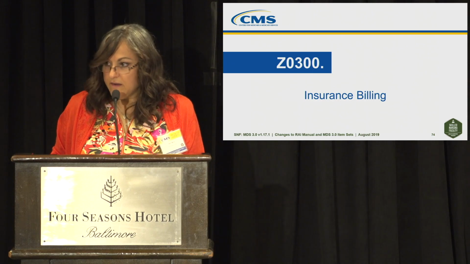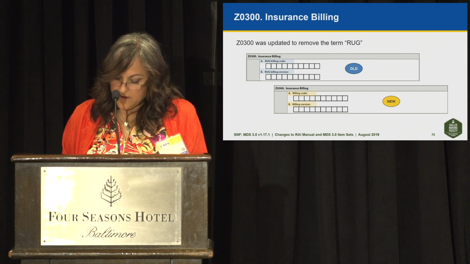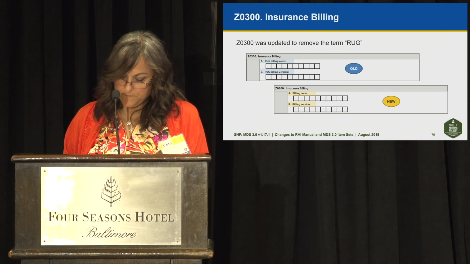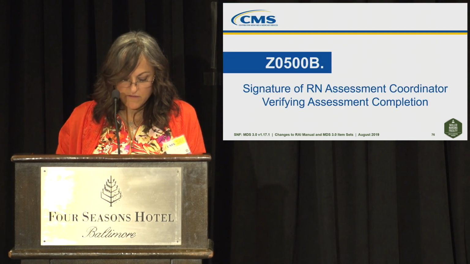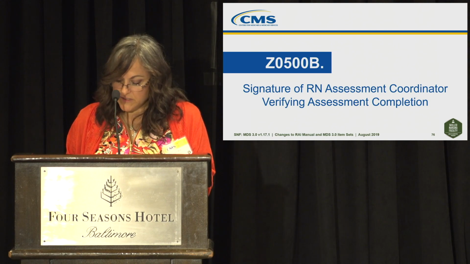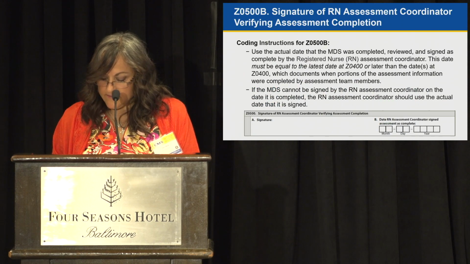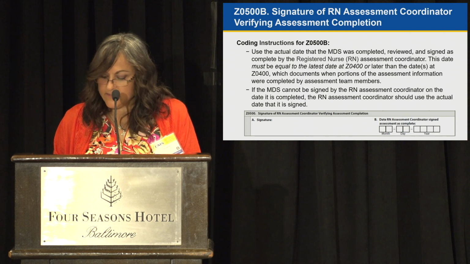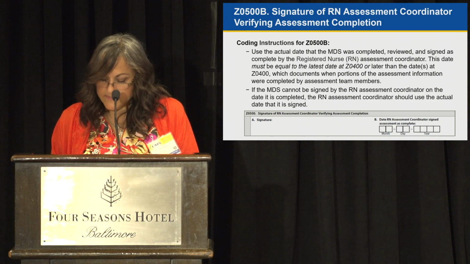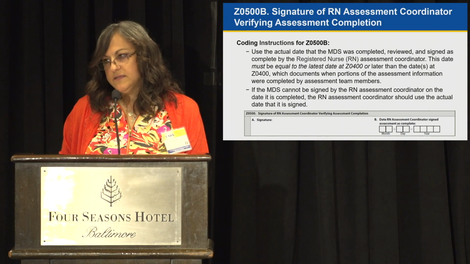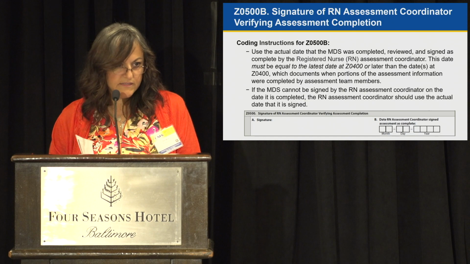And in the insurance billing item, Z0300, the term RUG was also removed here from both Z0300A and B. And for Z0500B, signature of RN assessment coordinator verifying the assessment completion, the italicized print on this slide is what was added. Use the actual date that the MDS was completed, reviewed, and assigned as complete by the RN assessment coordinator. This date must be equal to the latest date at Z0400 or later than the dates at Z0400. So what this is saying here basically is that the date here can be on or after the date at Z0400.